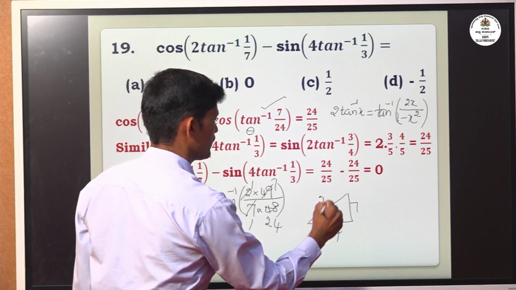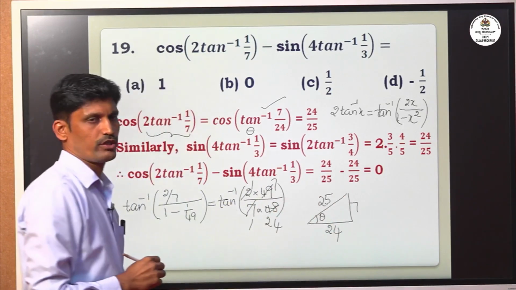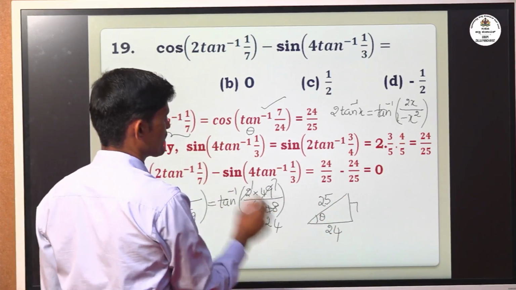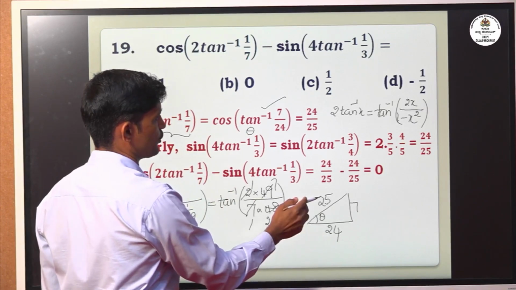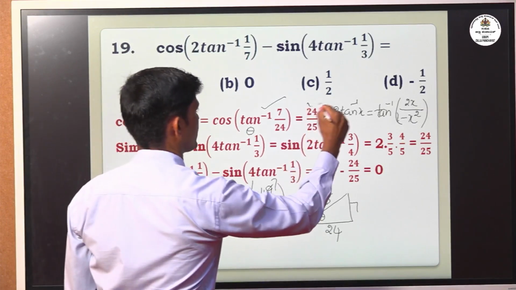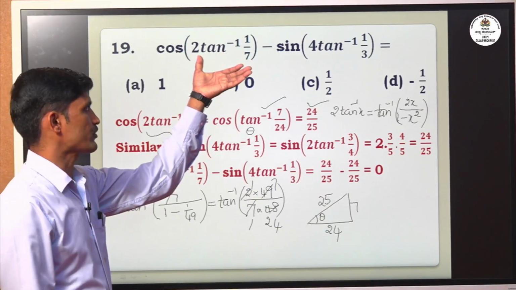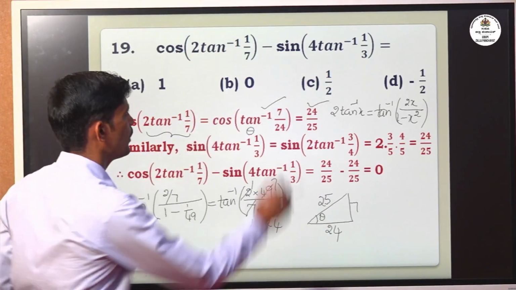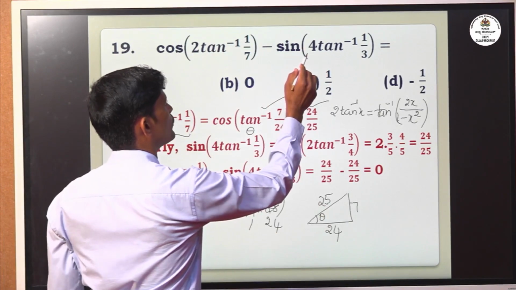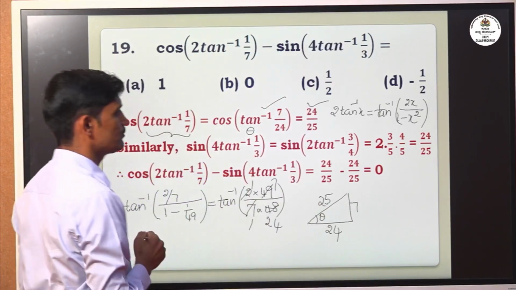Then the hypotenuse becomes 25, Pythagorean numbers. So cos theta is adjacent by hypotenuse, 24 by 25. This is the value of the first expression. Then the second expression, let us take sin of 2 tan inverse 1 by 3.